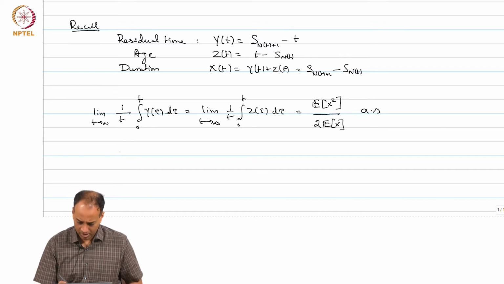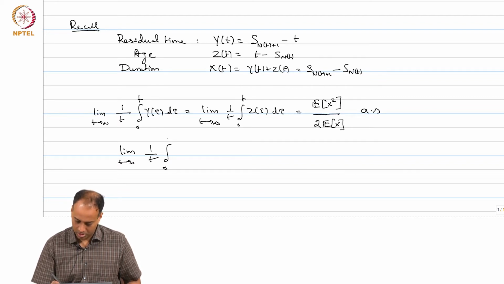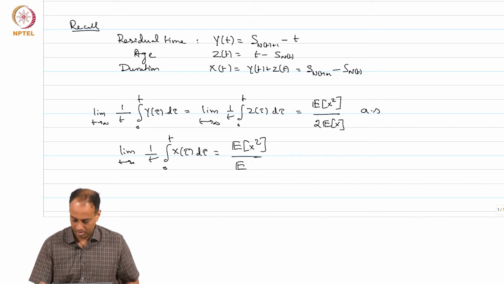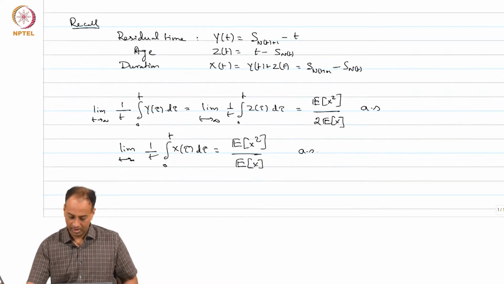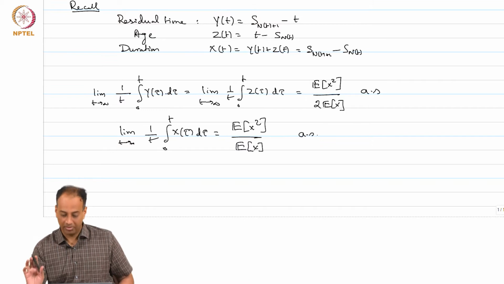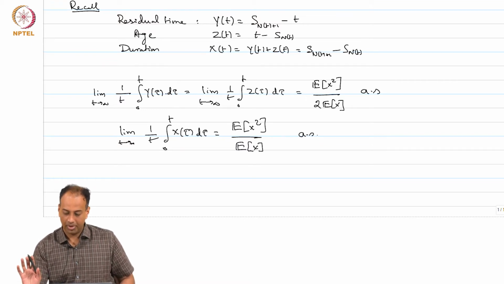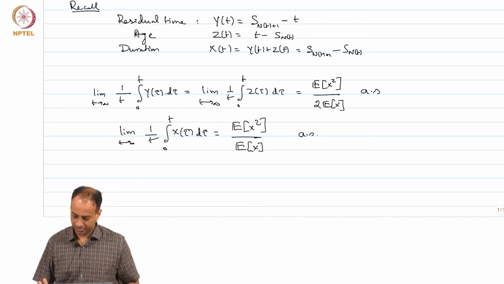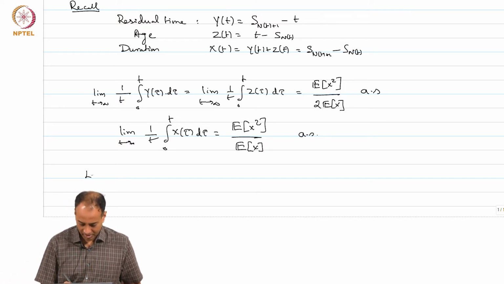And we also showed that the limit as t tends to infinity of 1/t times the integral from 0 to t of X(τ) dτ is expected X squared over expected X, almost surely, right. These are respectively the time average residual time, time average age and time average duration. So these are time averages, right.